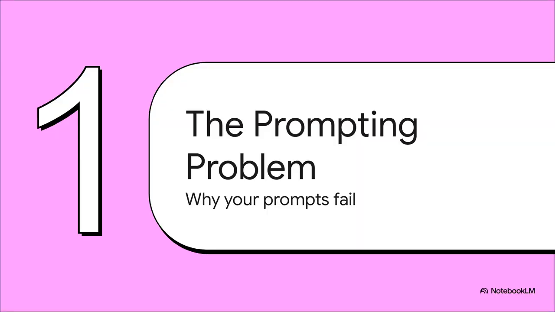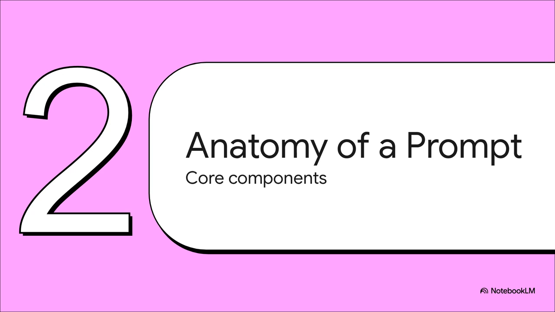Here's the bottom line. When you're vague with the AI, it has to guess what you want. It's literally just filling in the blanks based on assumptions. And that is exactly why you get those hit or miss results. If you want reliable, consistent outputs, you have to be systematic. So if that's the problem, what's the solution? Well, that brings us to section 2, the anatomy of a perfect prompt.